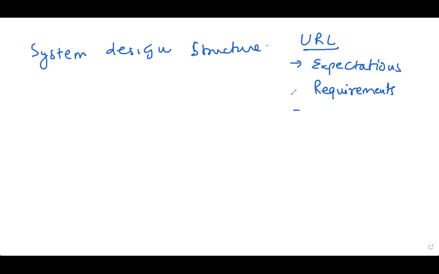So let's say you got the requirements, right? That's what you wanted to do. You want to get the functional requirements. Hey, what are the requirements of this system, right? And then you got it. Next step. What will be the next step?